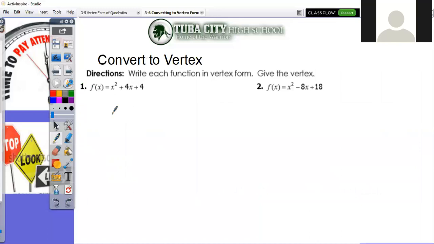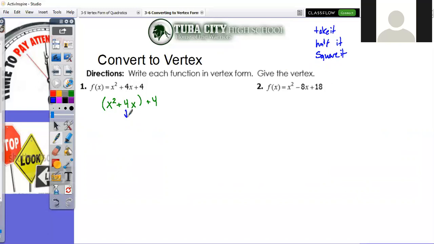All right, so first thing we have to do, like it said, is group these first two together. So x squared plus 4x. Now, here I'm going to end up with a b value. So this is my b value. And again, we take it, half it, square it. So take it, half it, square it.